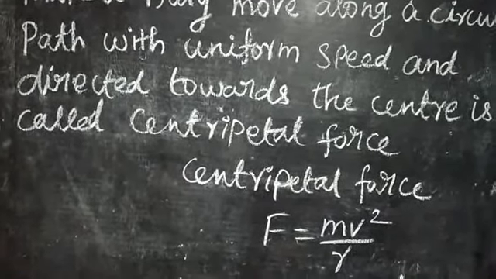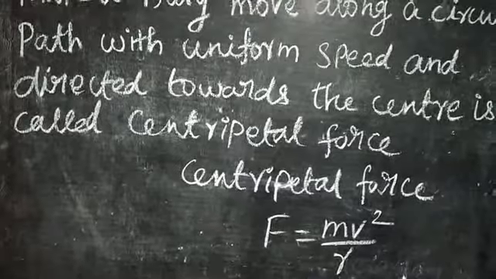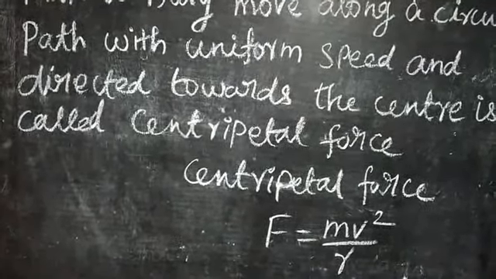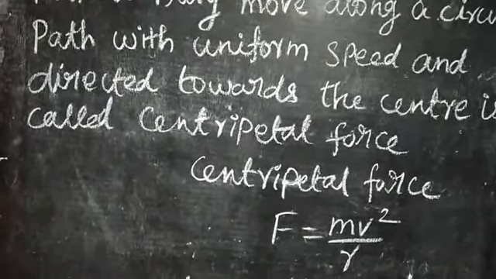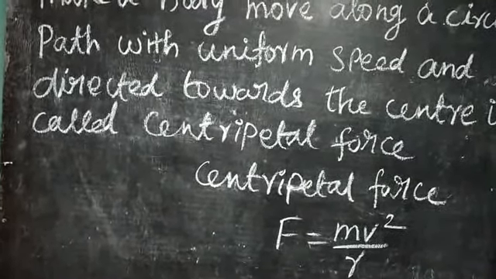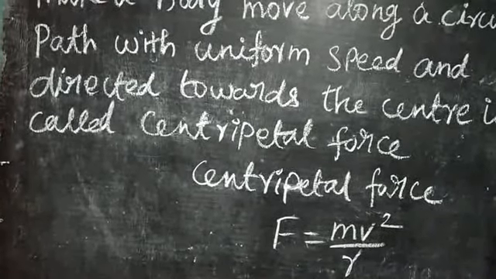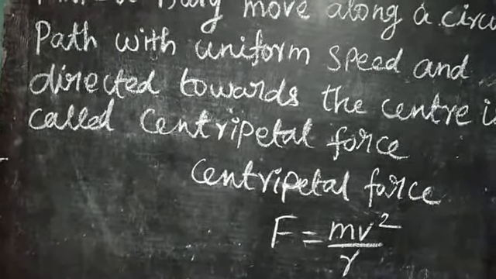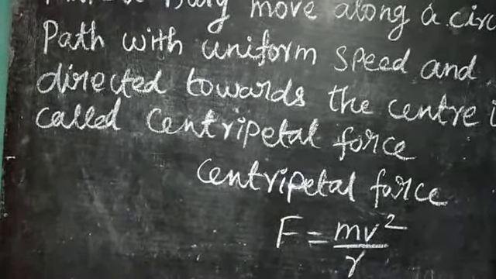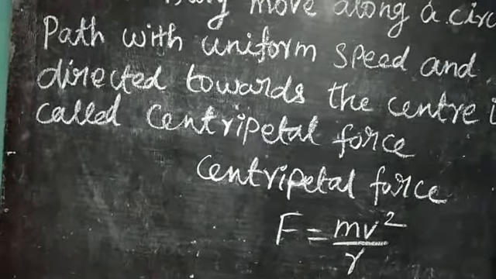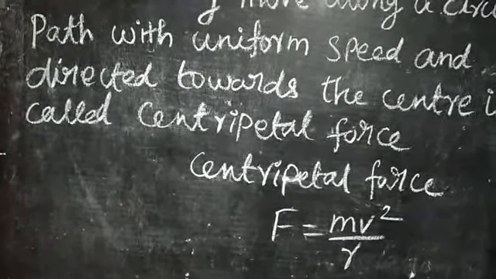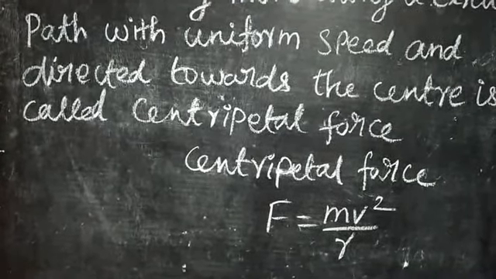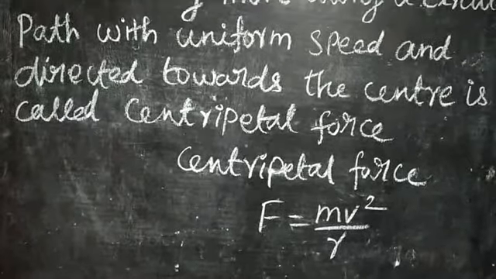Another example: when we are moving in a vehicle and take a turn at a curve, it moves in a circular path. In between the tire and the road, frictional force acts. Due to the frictional force, the vehicle takes the curve safely. So here the frictional force provides the centripetal force. Centripetal force F equals m v square by r.